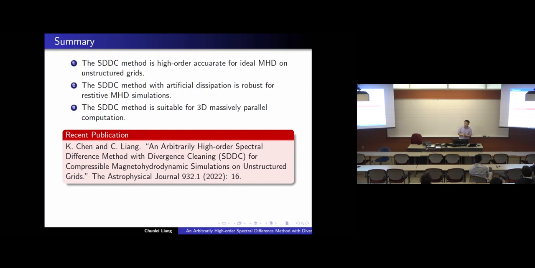We created one called SDDC, the spectral difference with divergence cleaning method. That is arbitrarily high order for ideal MHD on unstructured meshes. We added artificial dissipation, and we verified that the method with artificial dissipation is robust for resistive MHD, even with shocks. What is essential is that our algorithm is extremely friendly for parallel computing. It's as friendly as the original Navier-Stokes solver. This is a recent article published this year in the Astrophysical Journal. I think it's a very good starting point for dealing with MHD and also astrophysics.